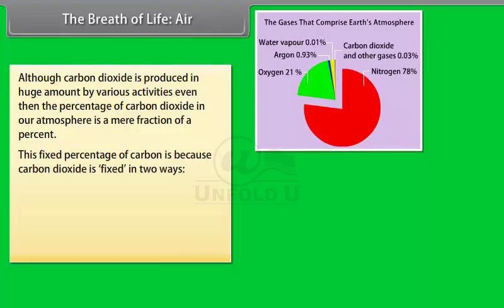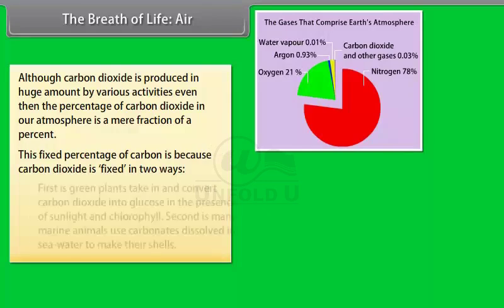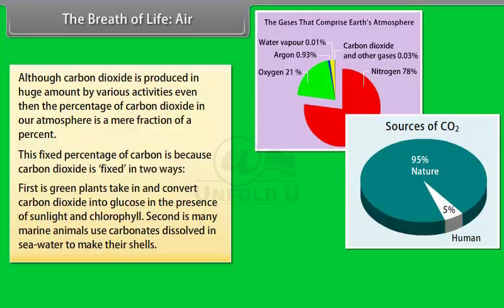This fixed percentage of carbon dioxide is because carbon dioxide is fixed in two ways. First, the green plants take in and convert carbon dioxide into glucose in the presence of sunlight and chlorophyll.